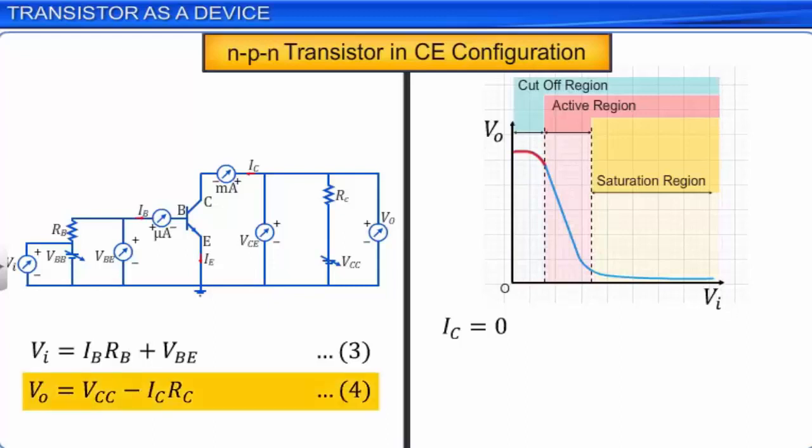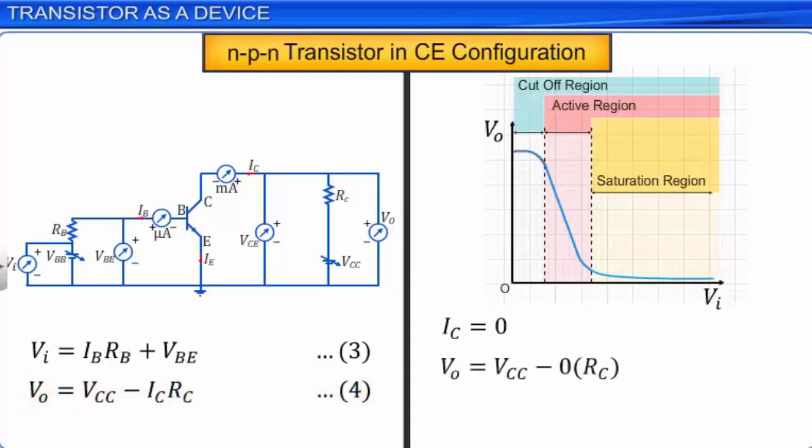When the input voltage VI becomes greater than 0.6 volts, the transistor goes into the active state. In the active state of the transistor, the collector current IC increases linearly with increase in input voltage VI. Then, the output voltage VO is equal to VCC minus IC into RC.